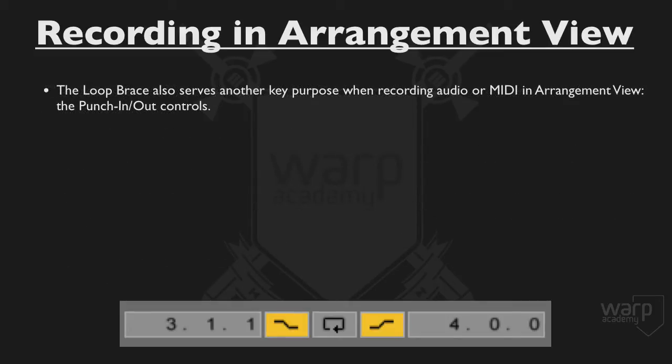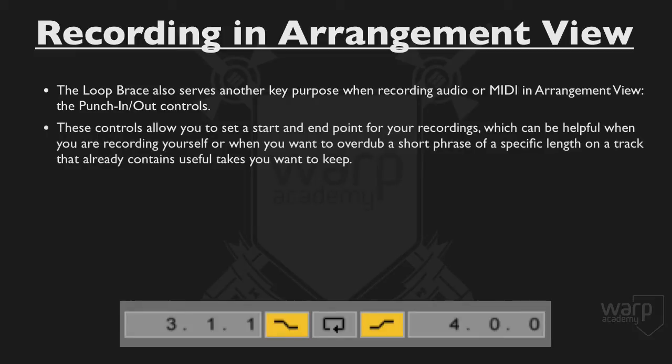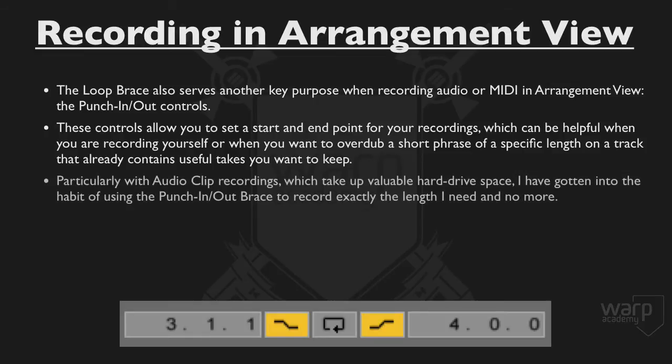The loop brace also serves another key purpose when recording audio or MIDI in the Arrangement View, the punch-in and punch-out controls. These controls allow you to set a start and end point for your recordings, which can be helpful when you are recording yourself or when you want to overdub a short phrase of a specific length on a track that already contains useful takes you want to keep.